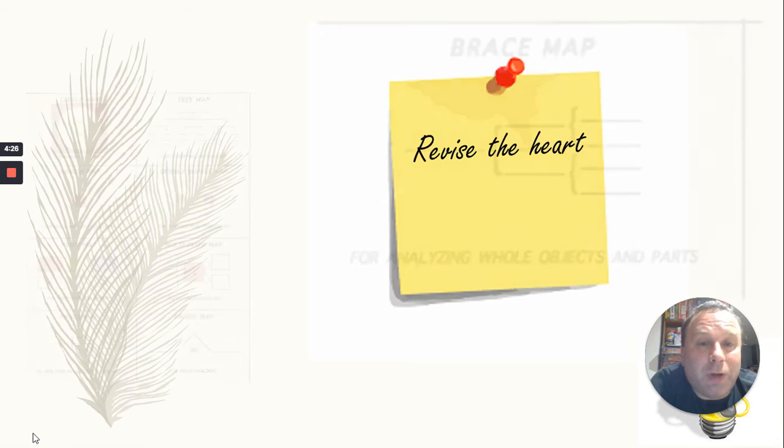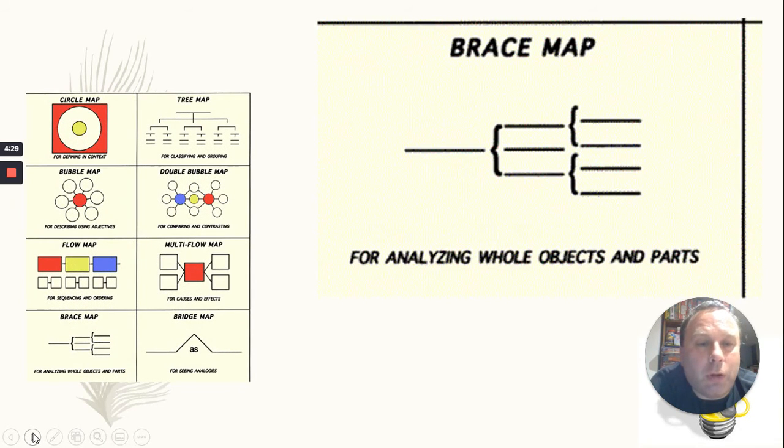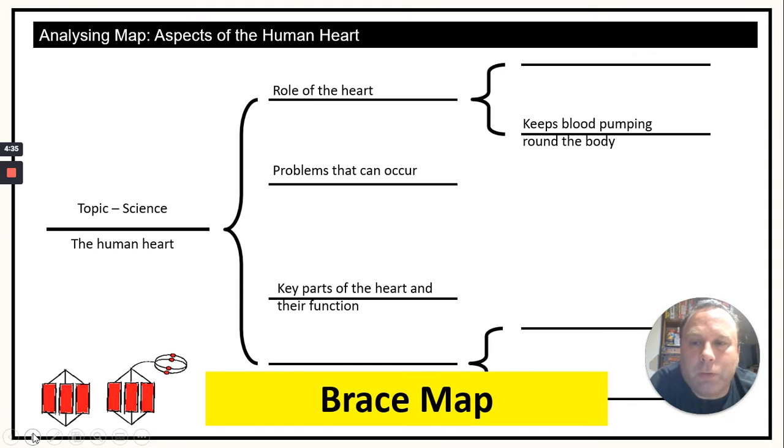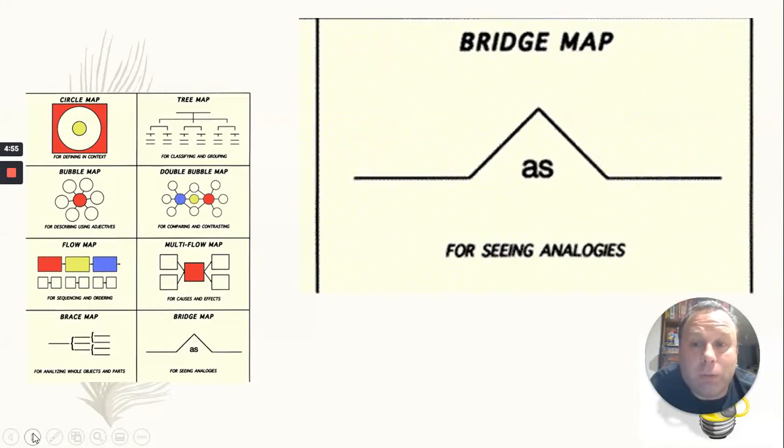Biology type question now, revise the heart. We could use a brace map, where we start from an overview and break it down into its individual bits. We've got the human heart at the start of the brace diagram, and we've broken it down into the role of the heart, problems that can occur with it, the key parts of the heart, and so on. That's a good way of breaking stuff down and maybe taking some information you already know and just organising it in a diagram.